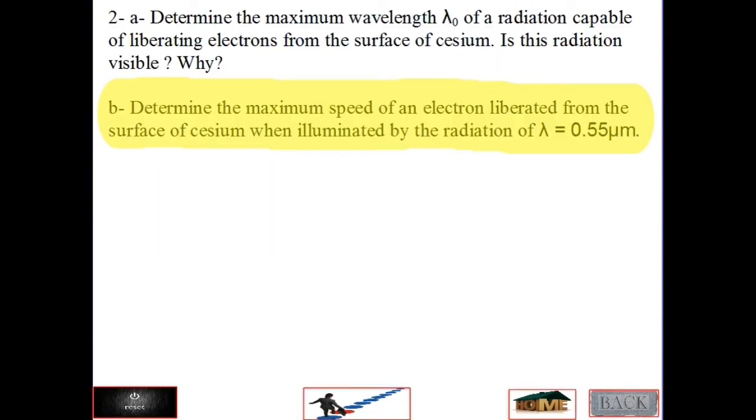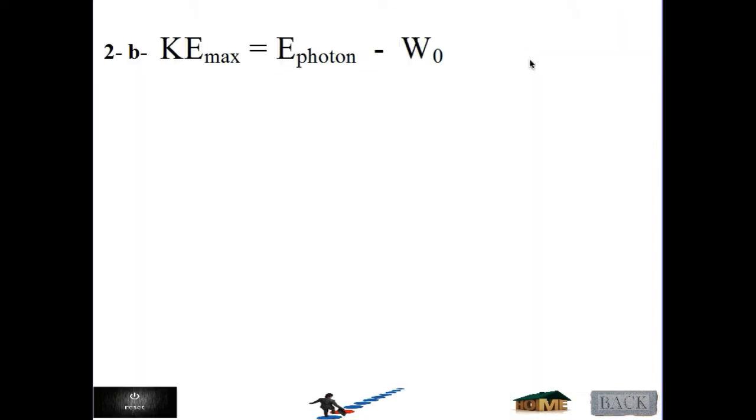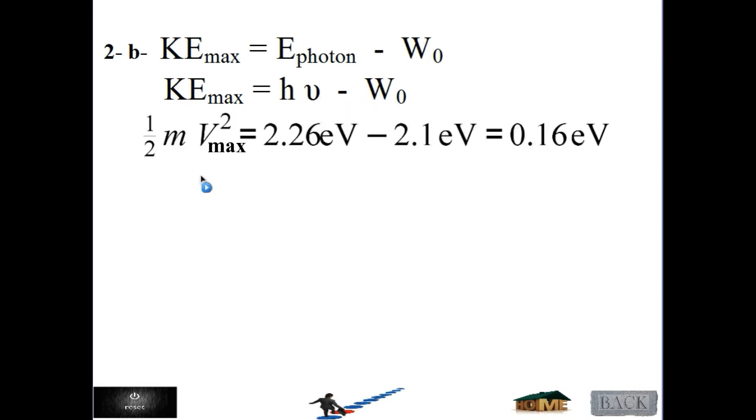Part B. Determine the maximum speed of the electron liberated from the surface of cesium when illuminated by radiation lambda equals 0.55 micrometer. We will use Einstein relation, the kinetic energy maximum equals the energy of photon minus W0, work function. Kinetic max equals h nu minus W0, then half m v square equals 2.26 electron volt minus 2.1 electron volt equals 0.16 electron volt.